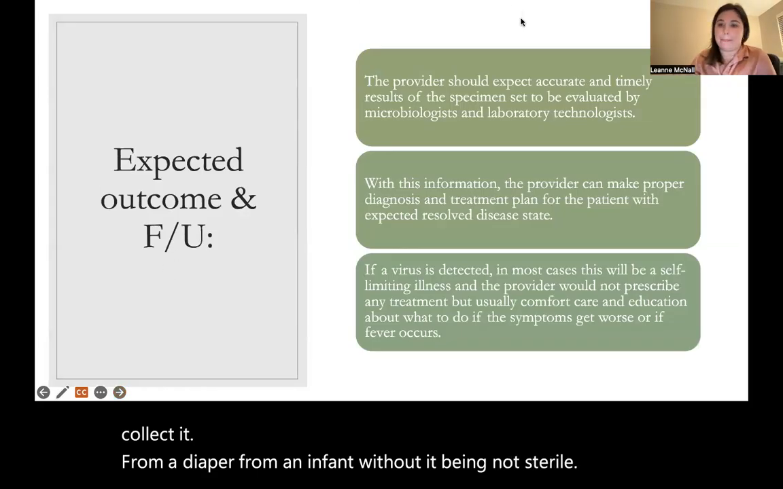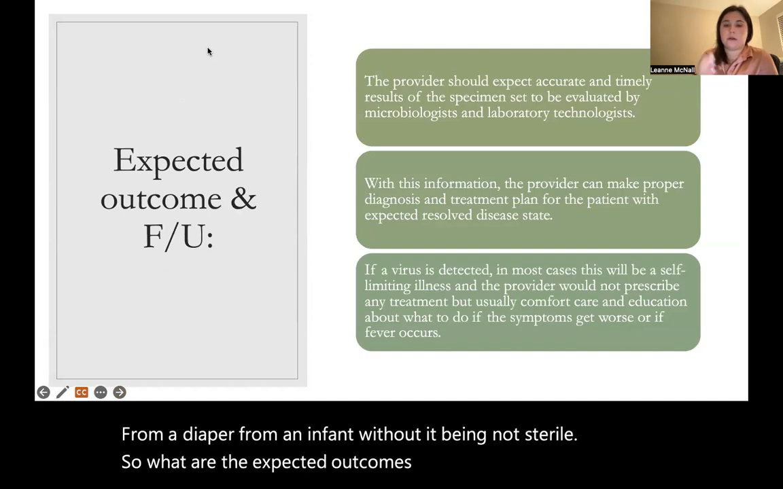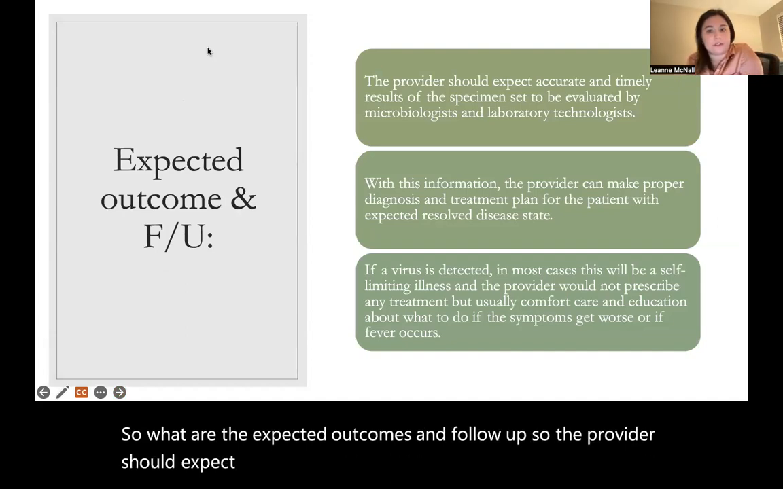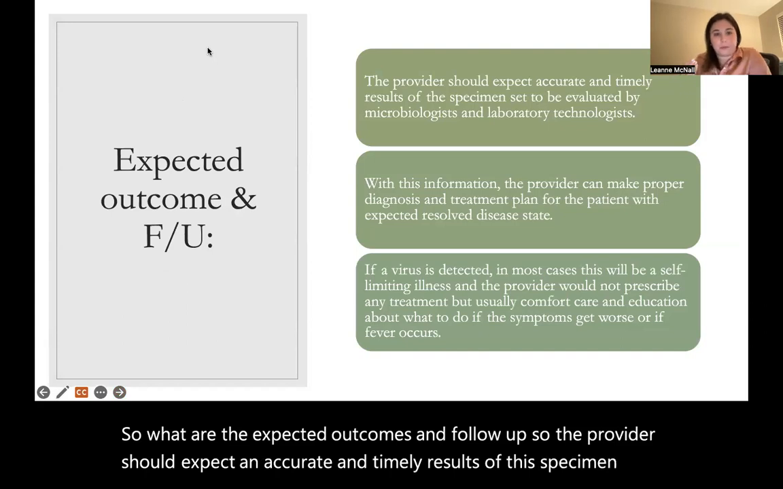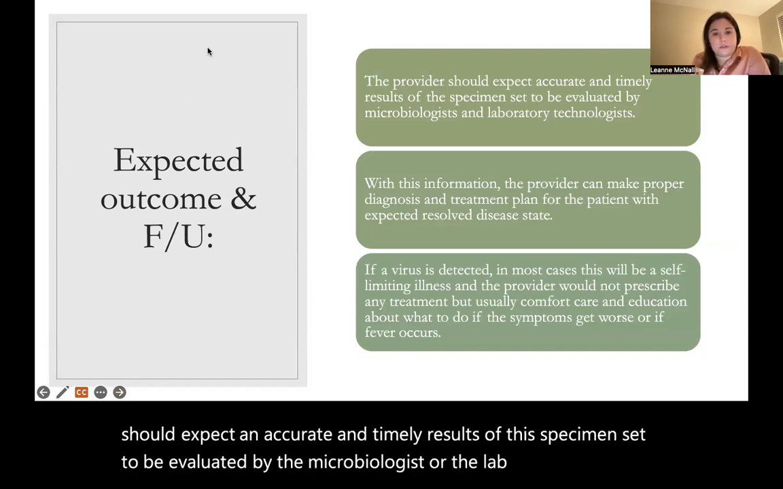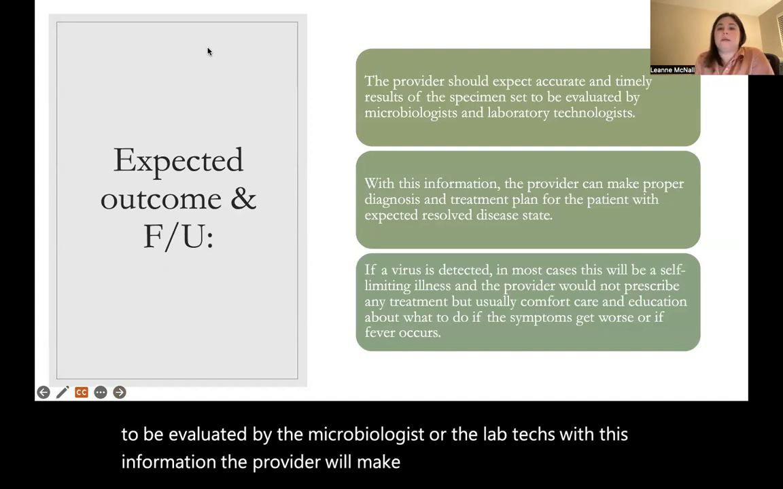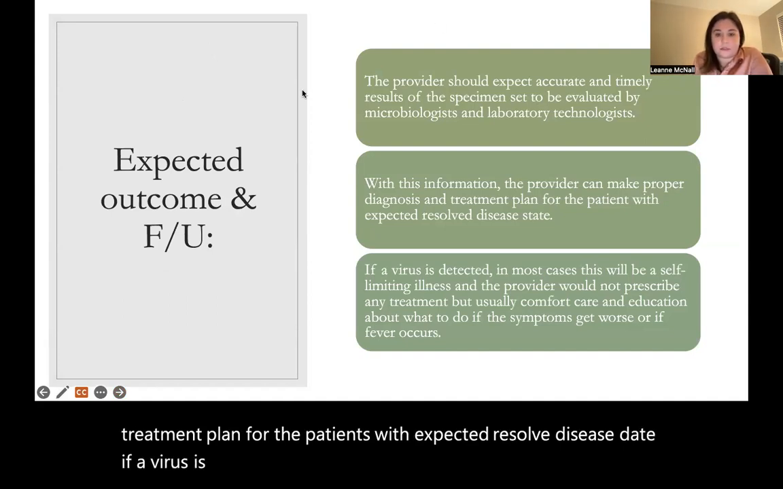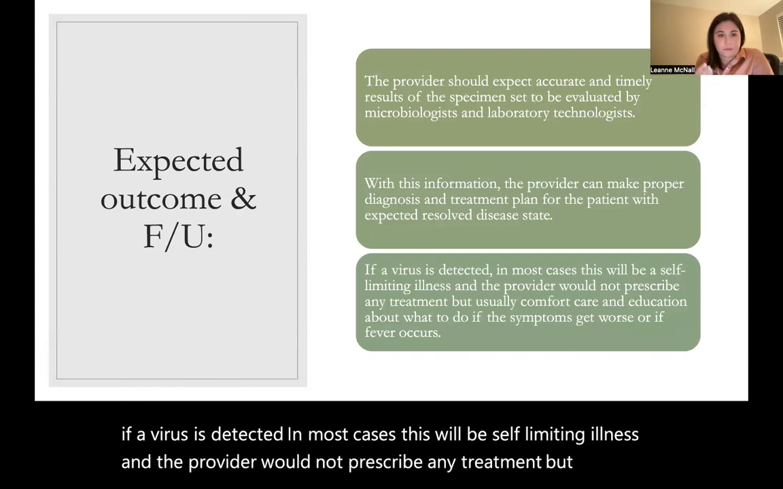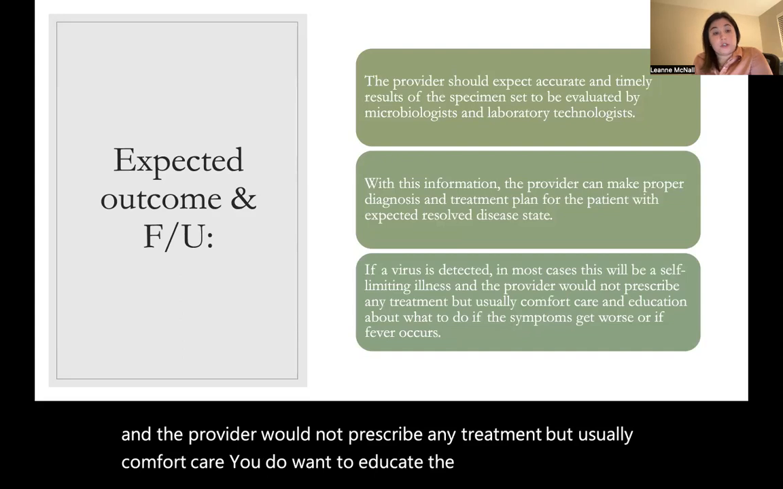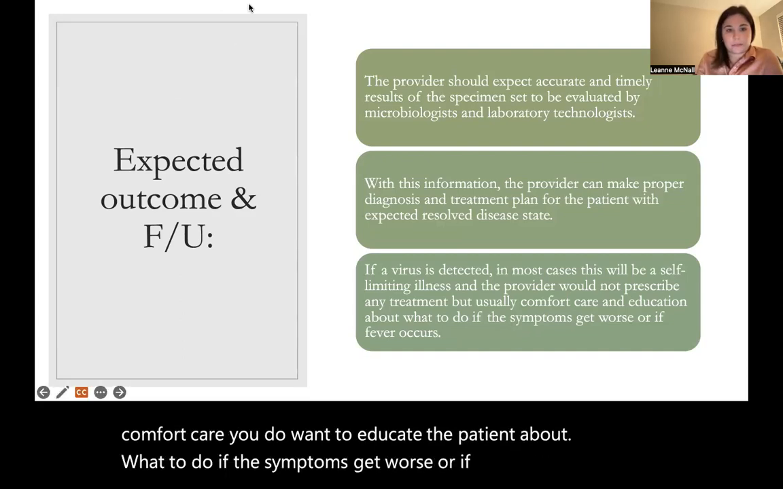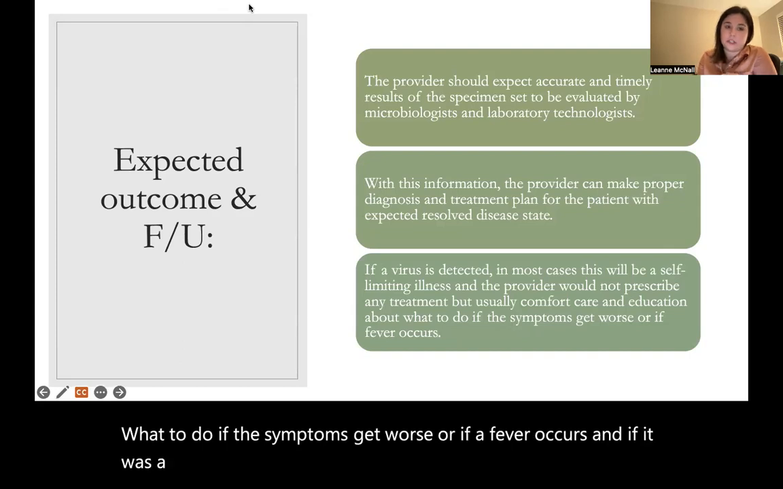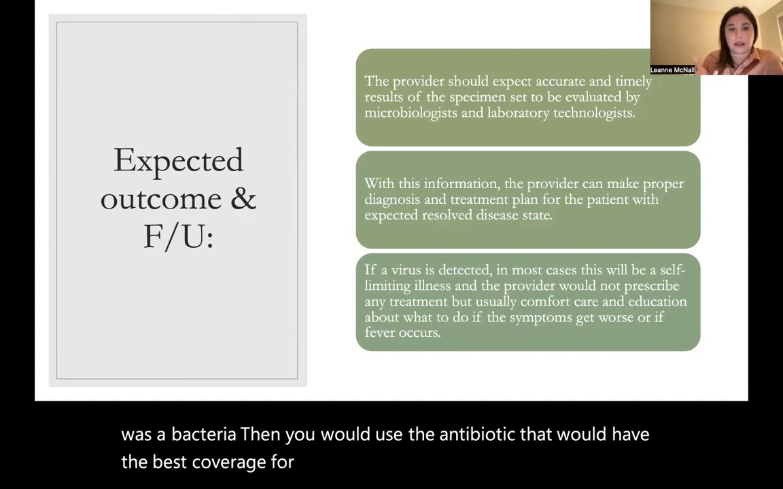Okay, so what are the expected outcomes and follow-up? So the provider should expect accurate and timely results of the specimen set to be evaluated by the microbiologist or the lab techs. With this information, the provider will make proper diagnosis and treatment plan for the patients with expected resolved disease state. If a virus is detected, in most cases, this will be a self-limiting illness, and the provider would not prescribe any treatment, but usually comfort care. You do want to educate the patient about what to do if the symptoms get worse or if a fever occurs. And if it was a bacteria, then you would use the antibiotic that would have the best coverage for that bacteria that was found on the culture.